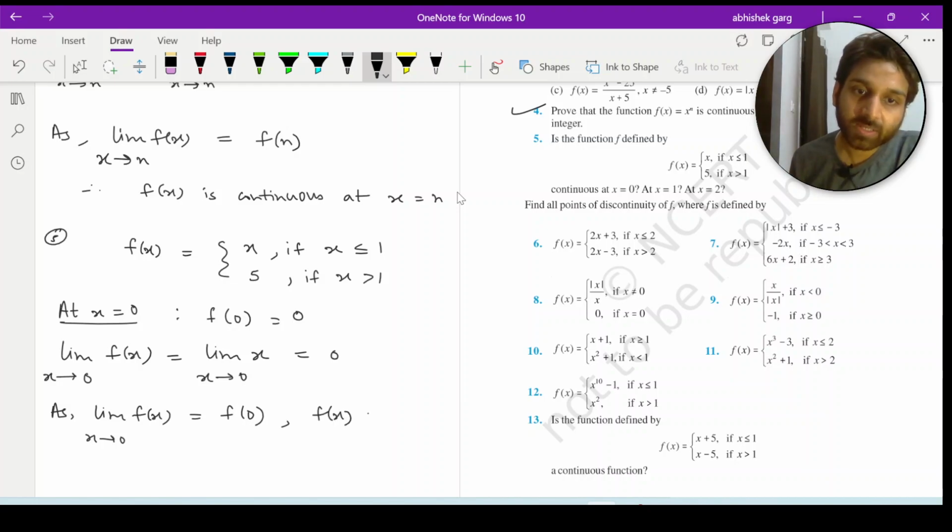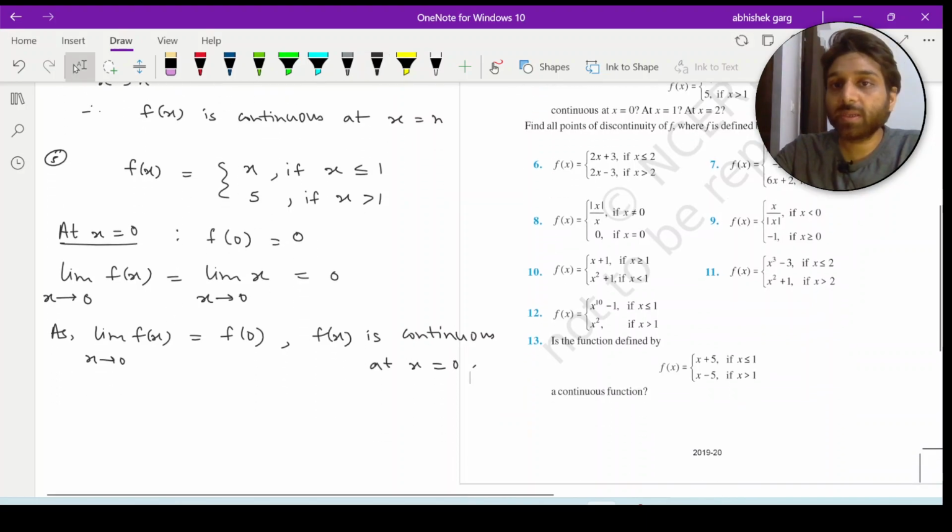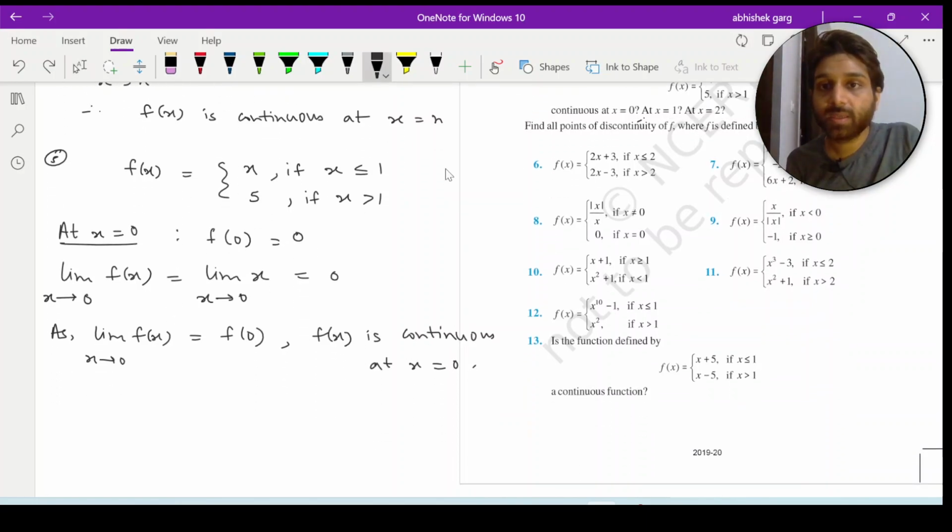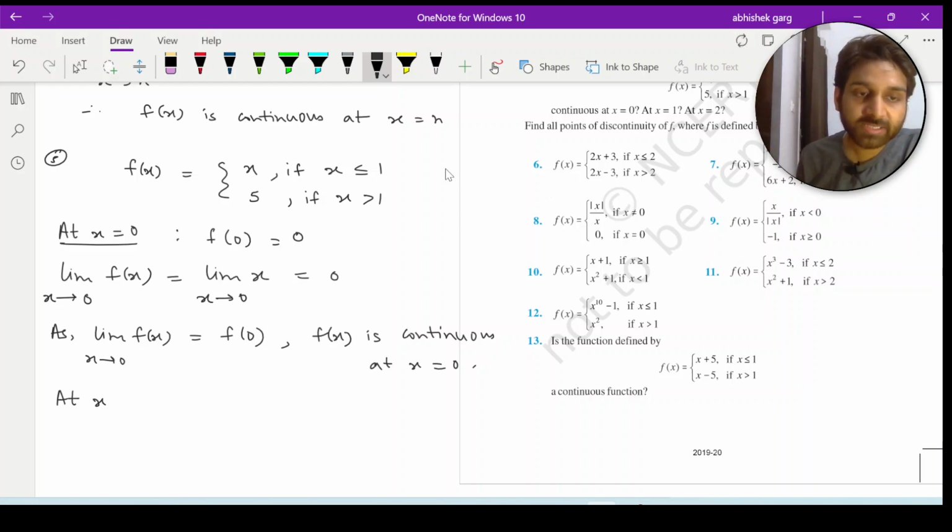f(x) is continuous at which point? At x is equal to 0. I hope this is clear. Similarly, now it is asking you at x equal to 1 and at x equal to 2. So let's check at x equal to 1. Alright. So what will be the value of f(1)?